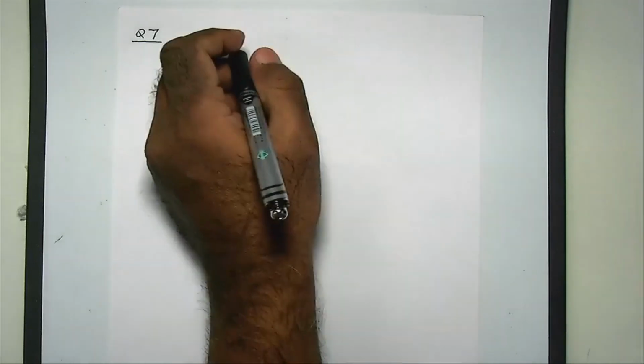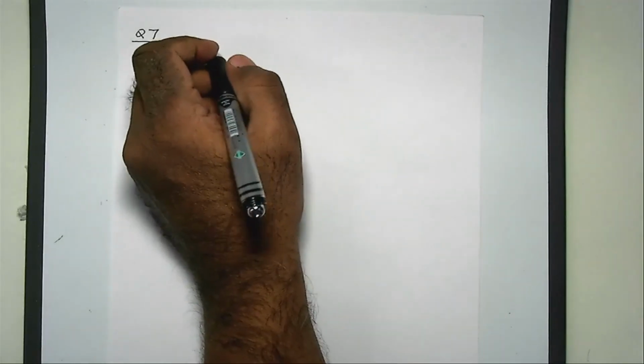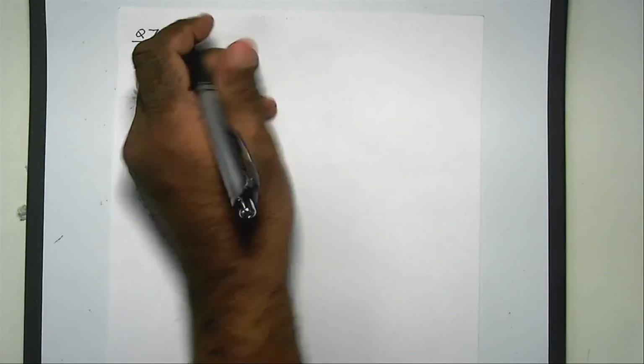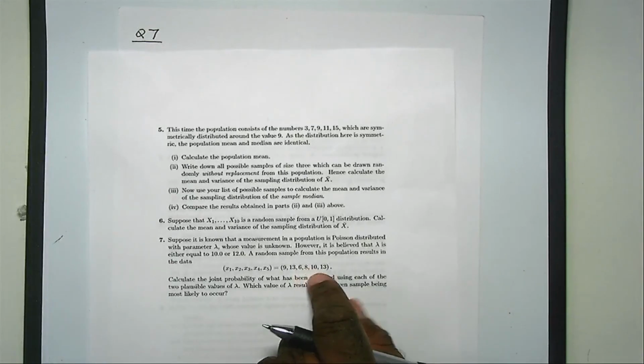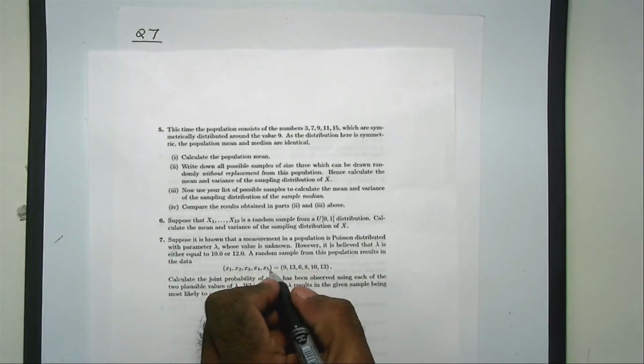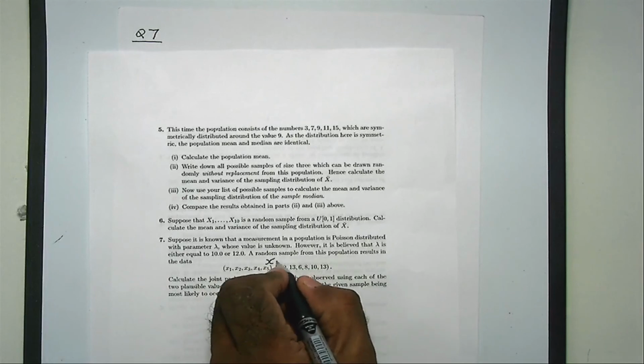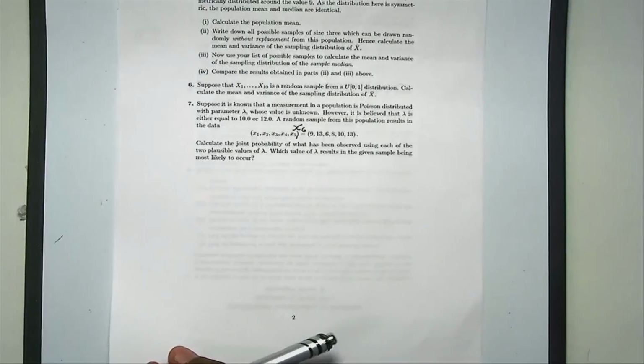We have 6 data points here. 1, 2, 3, 4, 5 - there is one missing here, there should be 6 data points, okay?